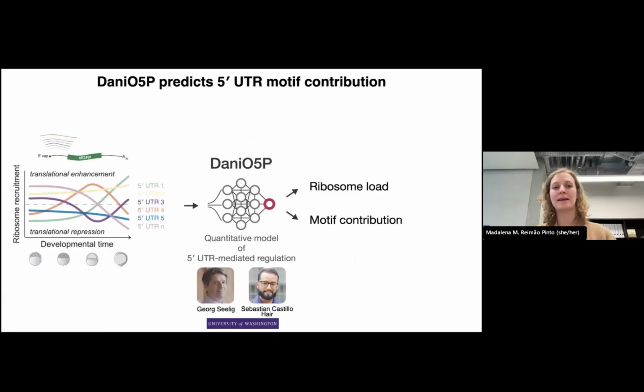And finally, in a collaboration with the lab of Georg Seelig at the University of Washington, and specifically Sebastian, a postdoc in the lab, we used this data to train a deep learning model called Dania 5', which is a quantitative model of 5' UTR mediated regulation. So based on the sequence of the 5' UTR alone, we can predict ribosome load and also motif contribution importance.